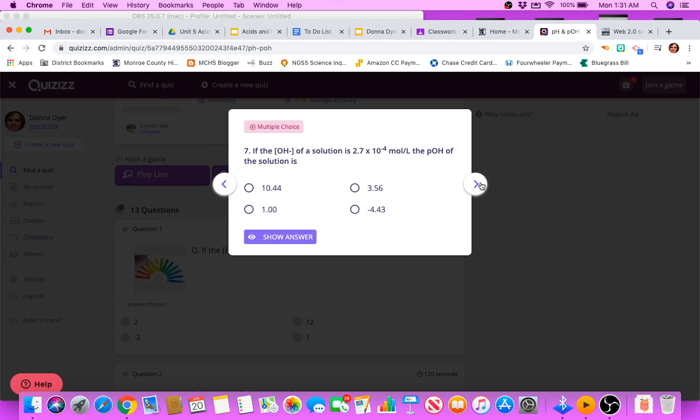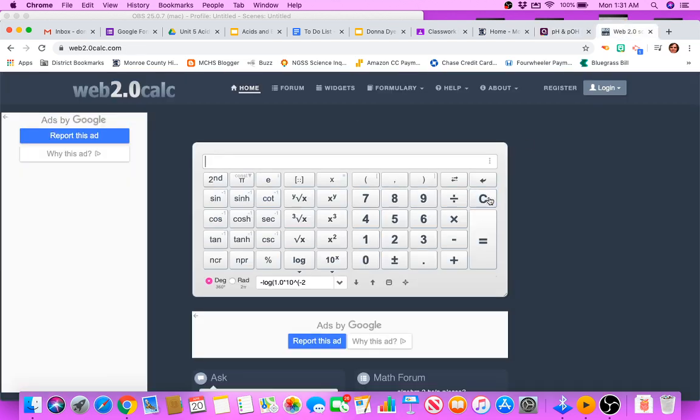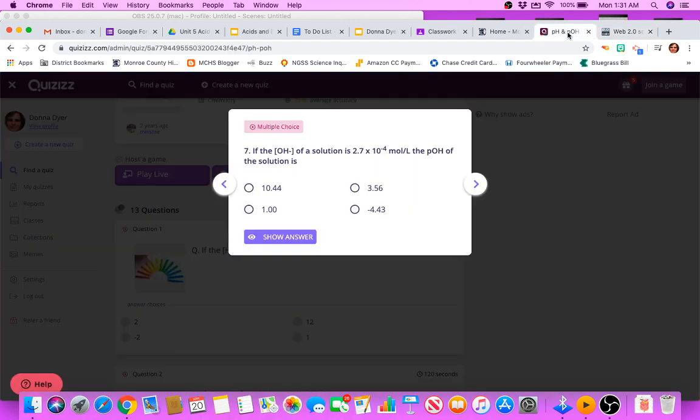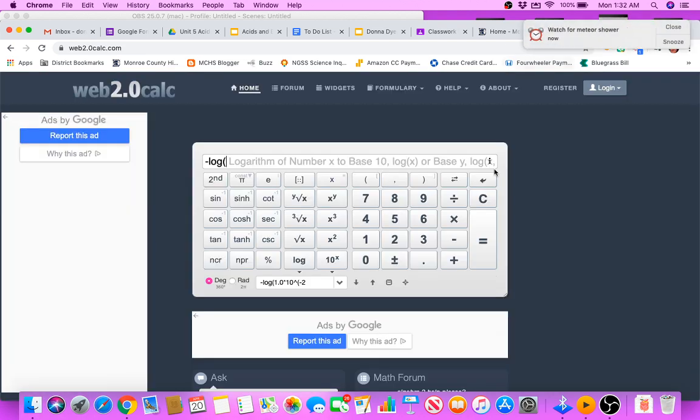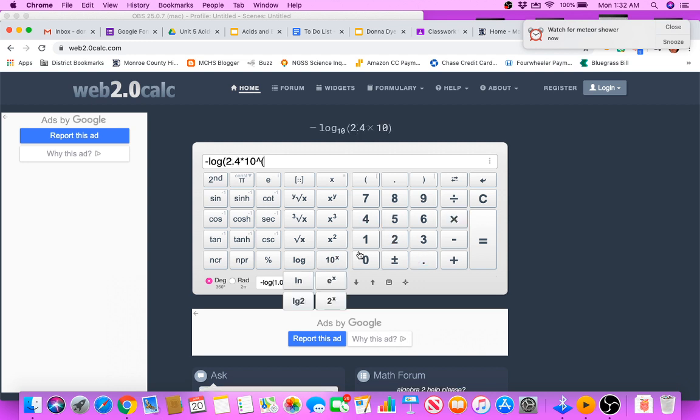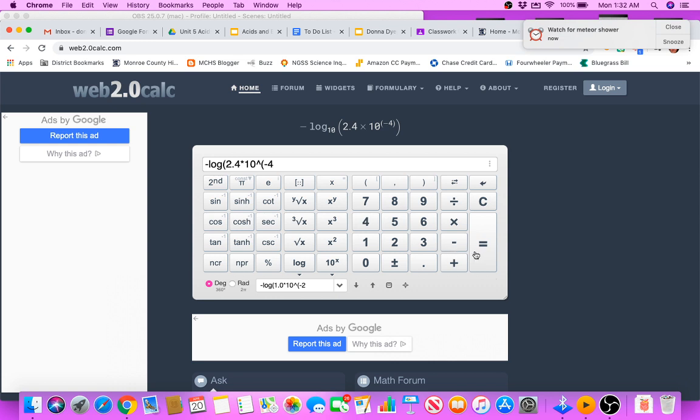Moving on. If the hydroxide ion concentration is 2.7 times 10 to the minus 4, then the pOH of the solution is. Okay, remember to get the pOH, we take the negative log of the hydroxide ion concentration. So we need to do the negative log of 2.7 times 10 to the minus 4. So clear first, make sure you clear. Negative log of 2.7 times 10 to the x, and my x is minus 4, equals.